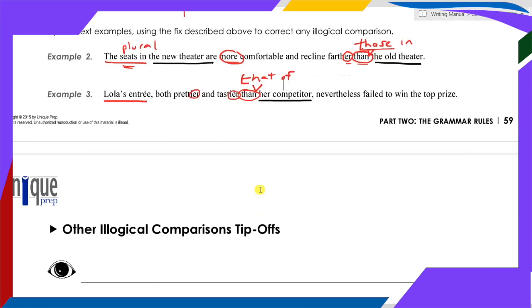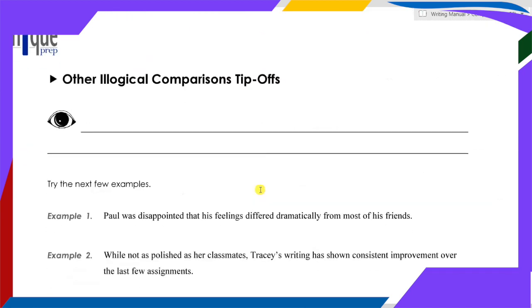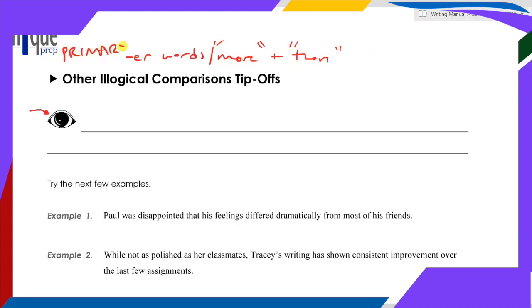Make sure your comparisons are clear, made between things that are fairly compared. Other illogical comparison tip-off clues, this is actually the same rule, but all I'm doing here is adding a few more tip-off clues. So remember, we said that ER words or more followed by than, that's the primary tip-off clue for the rule we just discussed. However, there are many other phrases and words that can indicate that a comparison is afoot.